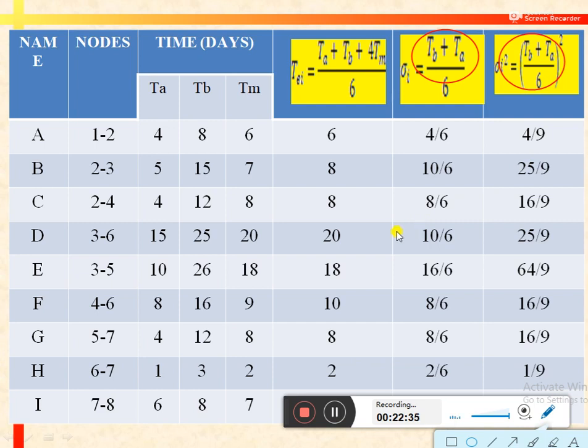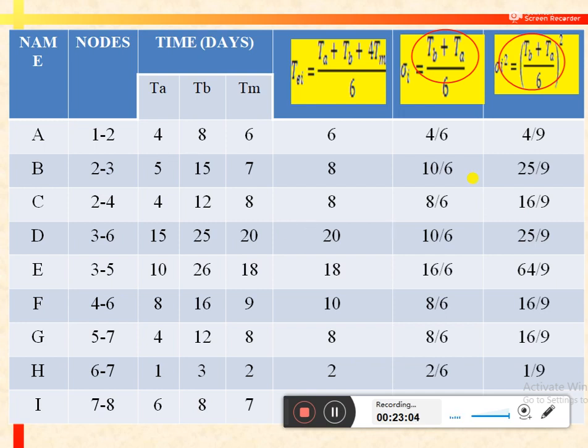In case there is more than one critical path in a given project, then we would select the critical path with the highest variance. So if there are two critical paths in a given project, then we would select the one with the highest variance. So in this way, we can find the critical path for a given project by using the PERT technique.